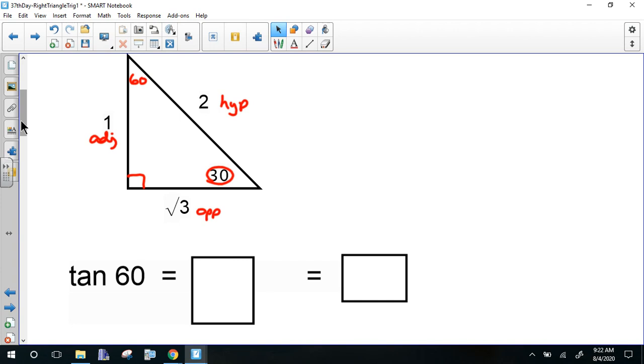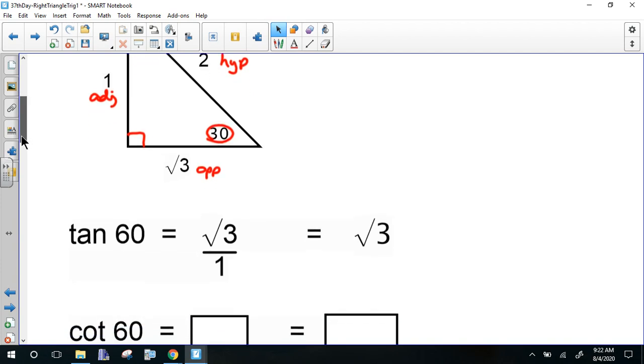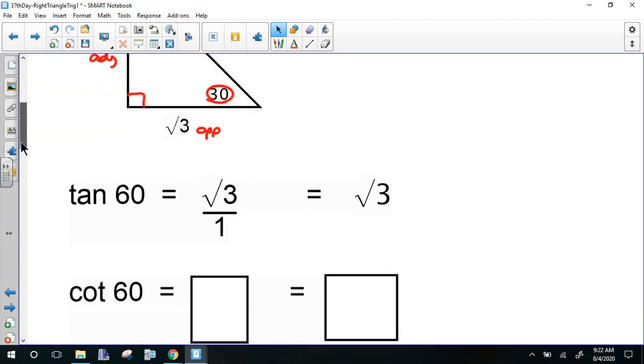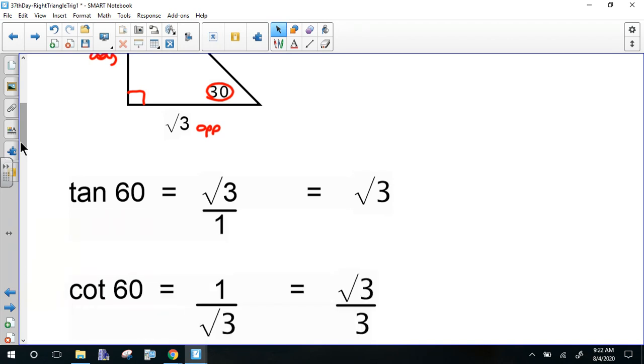So tangent is opposite over adjacent. That's root 3 over 1, which is root 3. Cotangent of 60, I just flip the root 3 over 1 and multiply by the conjugate, and I get root 3 over 3.